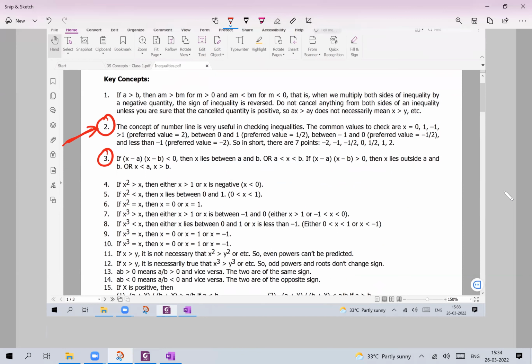Any doubt in point number 3? No. Point number 4, point number 5, we just did. X square greater than X, X can be less than 0 or greater than 1. X square less than X, X will lie between 0 and 1. X square is equal to X means X is either 0 or 1, because when you put 0, LHS is equal to RHS. When you put 1, LHS is equal to RHS.